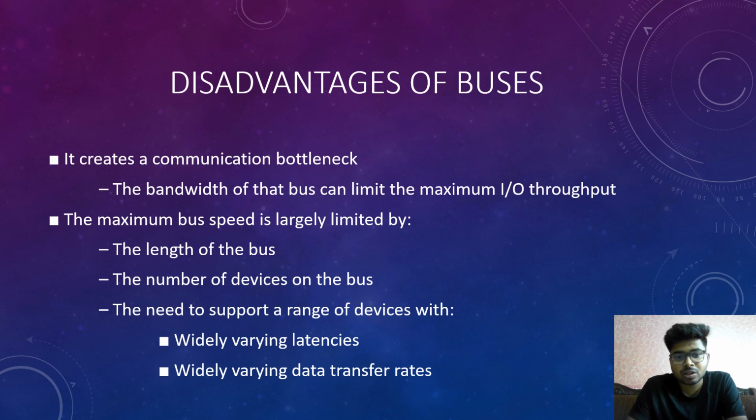Third, the need to support a range of devices with widely varying latencies and widely varying data transfer rates. For example, the bus needs to manage a CPU which is high speed and a memory which is low speed. So this will cause disadvantages of buses in speed.